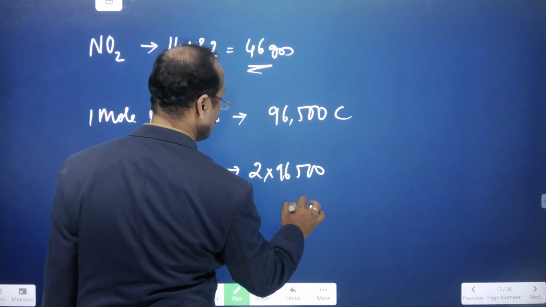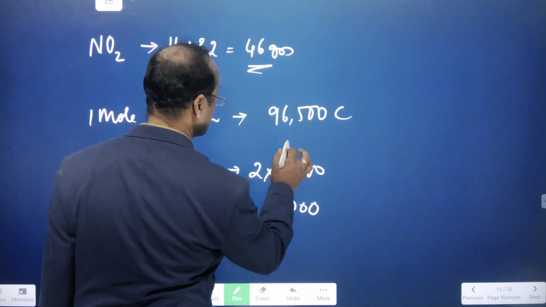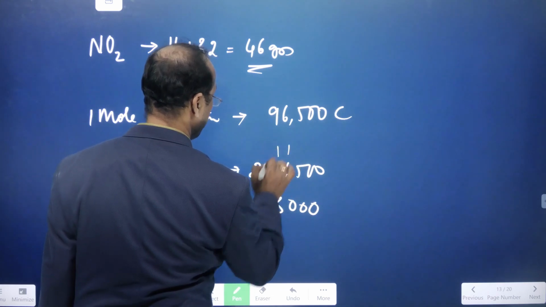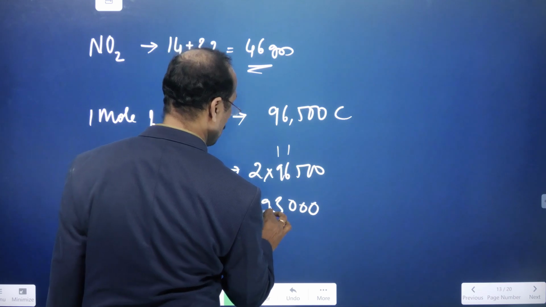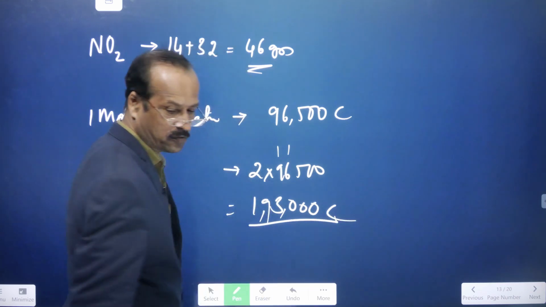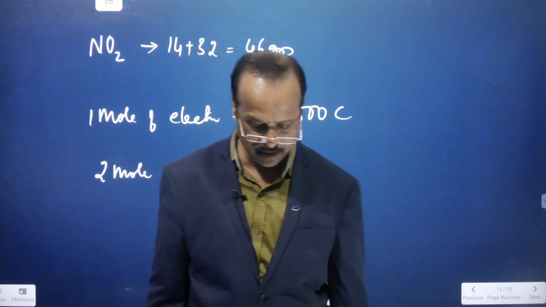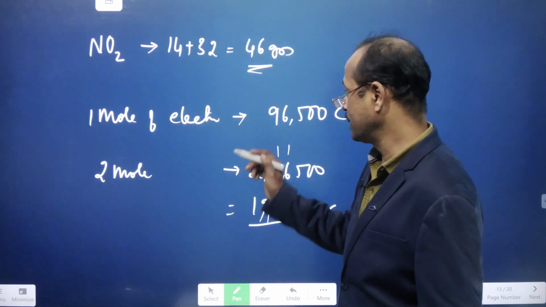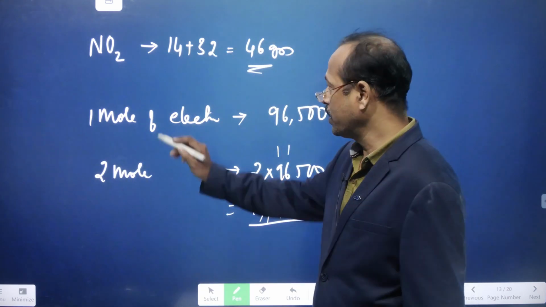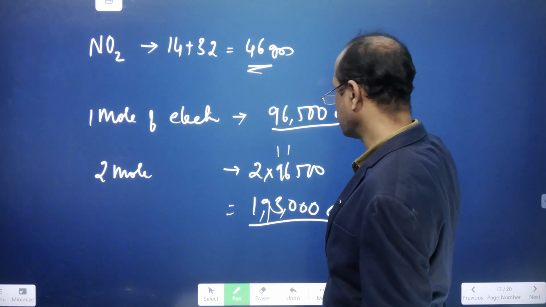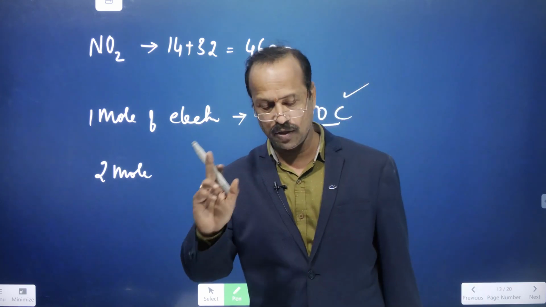So, 2 5s are 10, 2 6s are 12, plus 1, 13, 2 9s are 18, plus 1, 19. So 1,93,000 coulombs of charge is the right answer. So, the second option is the right answer, students. Here you have to remember this point, which is not given in the material: 1 mole of electrons carries 96,500 coulombs of charge. This you have to remember.